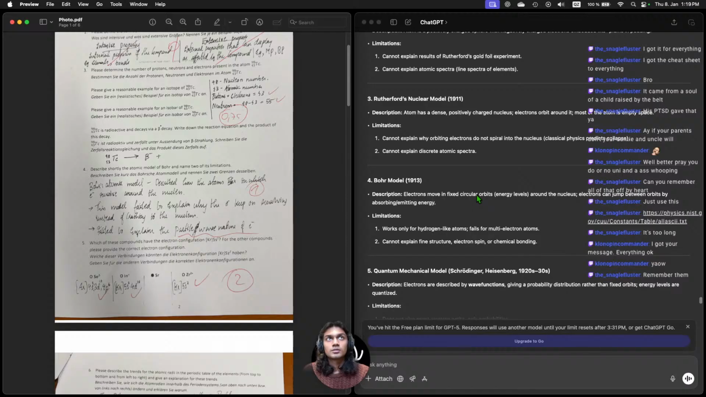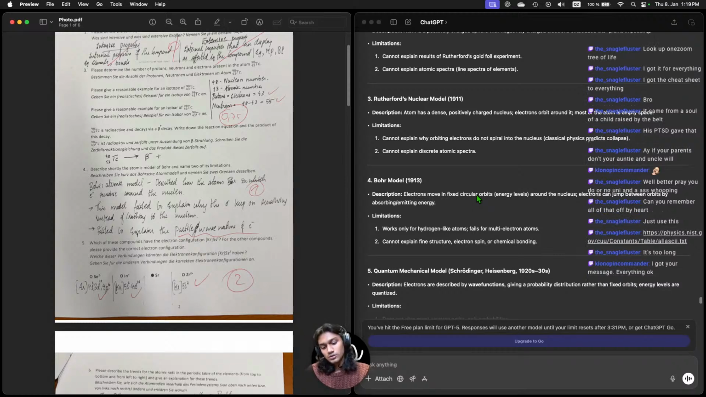Electrons move in fixed circular orbitals, energy levels around the nucleus. Okay, so Bohr did say there's a fixed path for electrons.